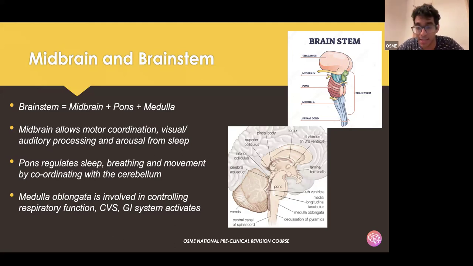And then finally, beneath that, we've got the medulla oblongata. The medulla oblongata is maybe the most important part of the brain for just keeping someone alive. It allows you to breathe, allows your heart to beat, and activates the GI system as well. So if anyone has a lesion of the medulla, they're more likely to die, and that will be much more of a medical emergency than most other parts of the brain. However, it is important to remember that the midbrain and pons are also really important to keep you alive as well.